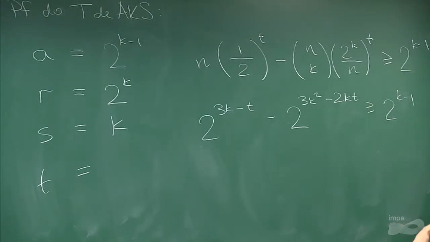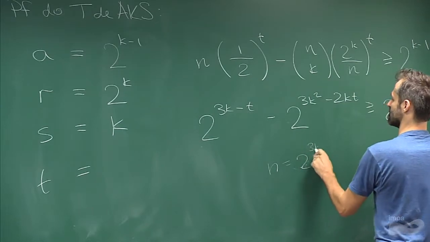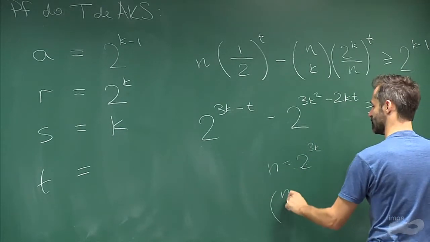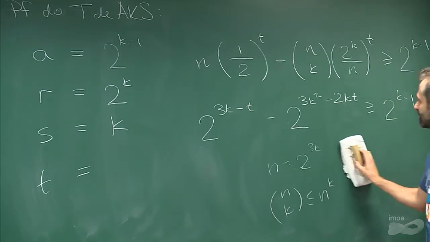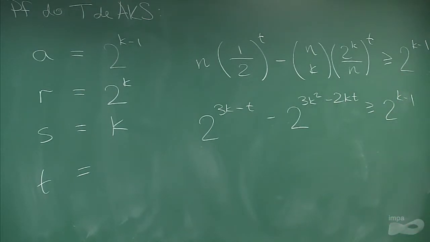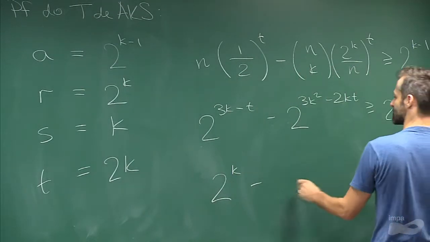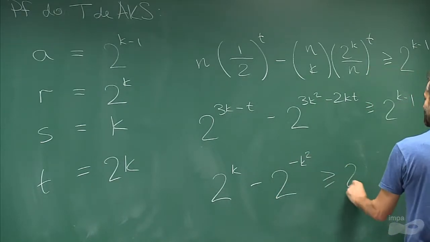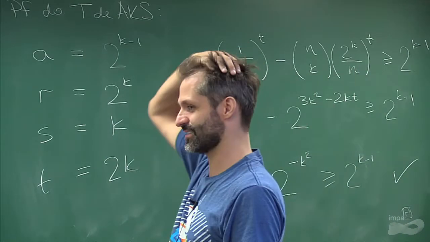Can you repeat that, please? Where did you get 3k squared? n is 2^(3k), and using n choose k is at most n^k. And that's it. OK? OK, so what should t be? That seems like a reasonable choice. t is 2k, so 2^k minus 2^(-k^2) is at least 2^(k-1). And that's it. Yep. Yes.